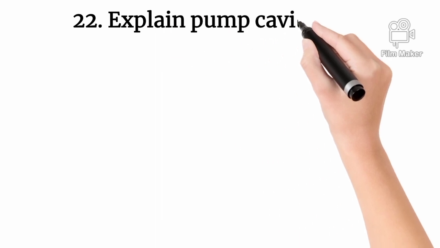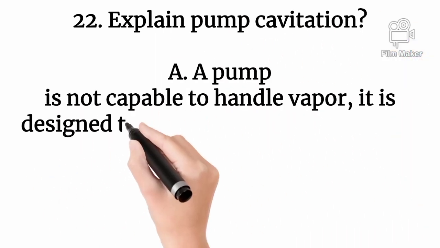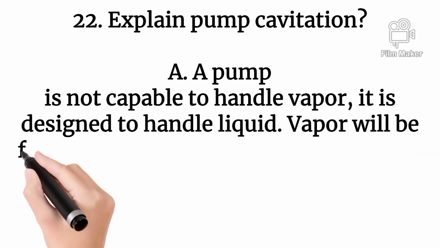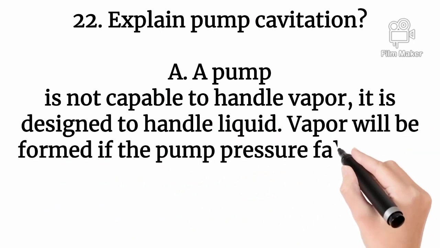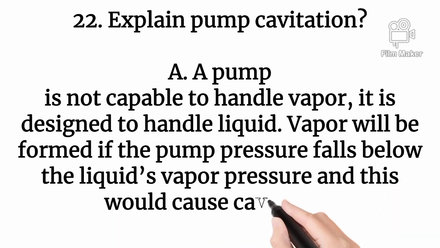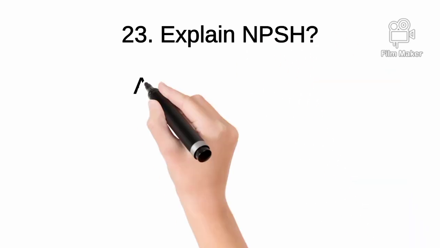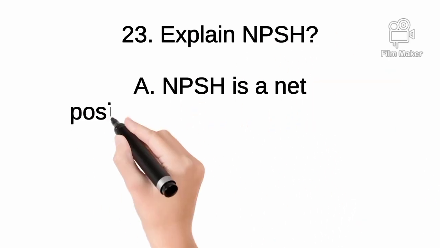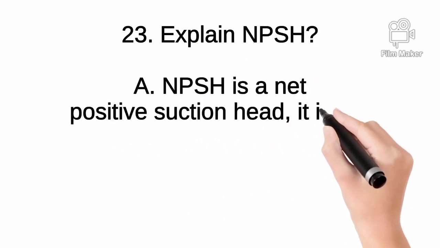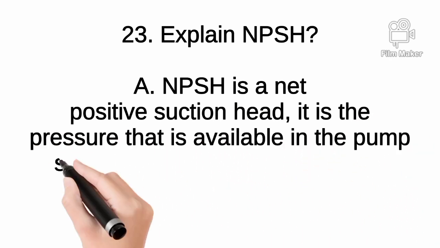22. Explain pump cavitation. A pump is not capable of handling vapor, it is designed to handle liquid. Vapor will be formed if the pump pressure falls below the liquid's vapor pressure, and this would cause cavitation. 23. Explain NPSH. A. NPSH is net positive suction head. It is the pressure that is available in the pump suction after excluding the vapor pressure.